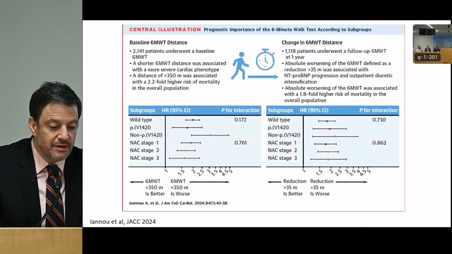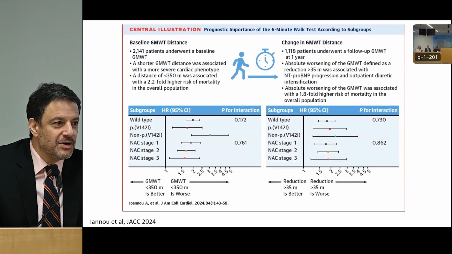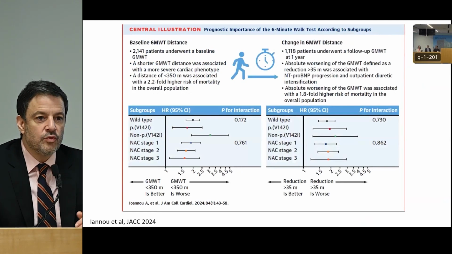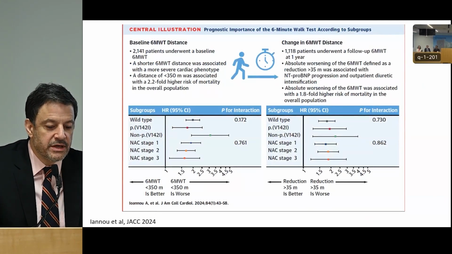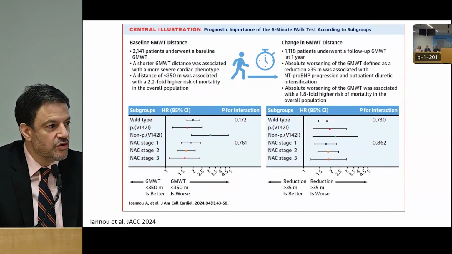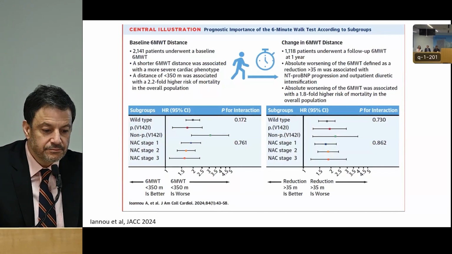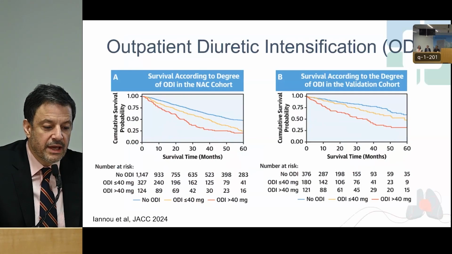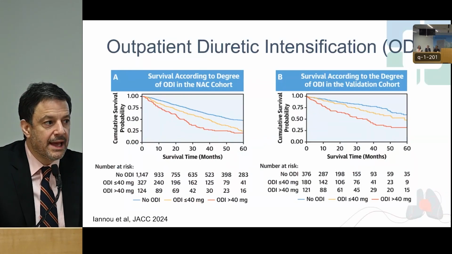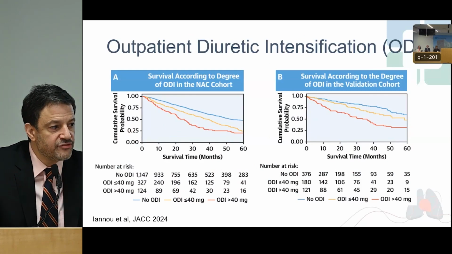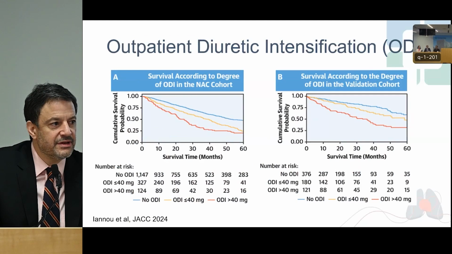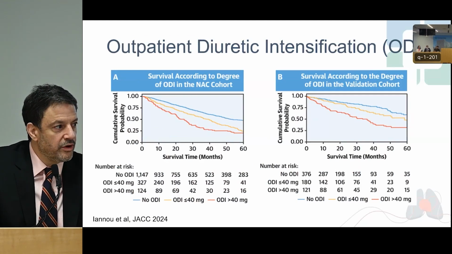In short, basically, the lower your 6-minute walk is at baseline, under 350 meters, the worse your prognosis is. And if you worsen by over 35 meters in 1 year or by more than 5%, that's an increased hazard ratio for mortality. Makes sense. The other thing that we look at is outpatient diuretic intensification. You'll see this term called ODI. It's all over the place now, even in HFpEF trials, because we all know that when you have to gradually increase the diuretic, that patient is getting worse.